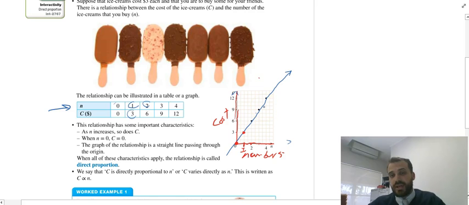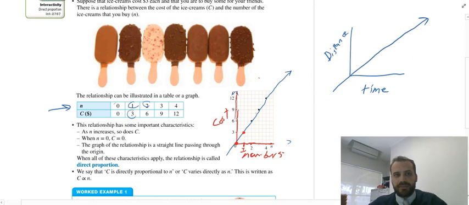Or, to use another example, if I'm driving in my car, the time that I'm driving for and the distance that I drive, provided I'm on a highway and I'm driving at a constant speed, it'll look like that, except it won't have this bit here. So if I drive for 1 hour at 100 kilometers an hour, 100 kilometers. 2 hours, 200 kilometers. There's a direct proportion. So as this goes up, this goes up.